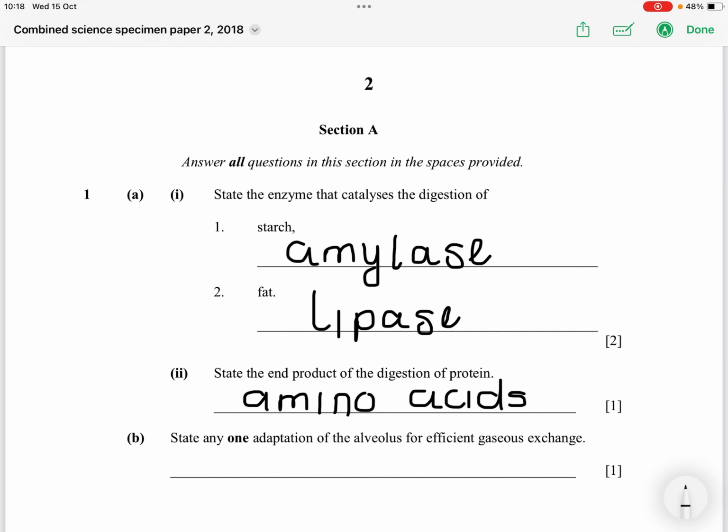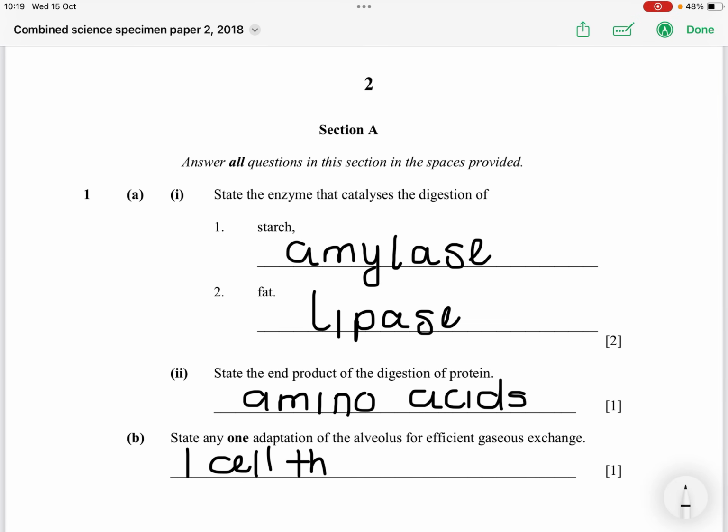The main adaptations of the alveolus: they are 1 cell thick, which is there for short diffusion distance. And also they are highly folded, meaning there is high surface area to volume ratio for gaseous exchange. They have permeable walls which enable gases to pass through. They are also covered by a rich blood supply of capillaries, which provides for diffusion gradient.